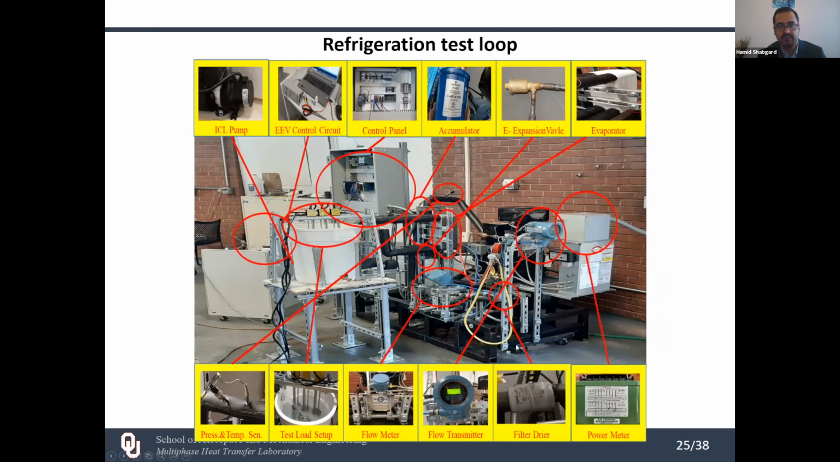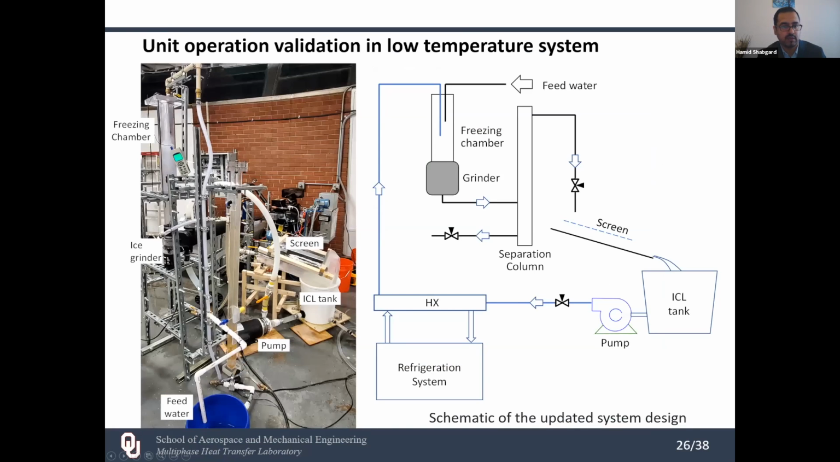For this, we have a 3-ton refrigeration system, and we connected this refrigeration system to the freezing system that you see here. So this is our refrigerator. And this is the interface between the refrigeration system and the desalination unit. We have the brine injected into this column. This is our ICL tank.